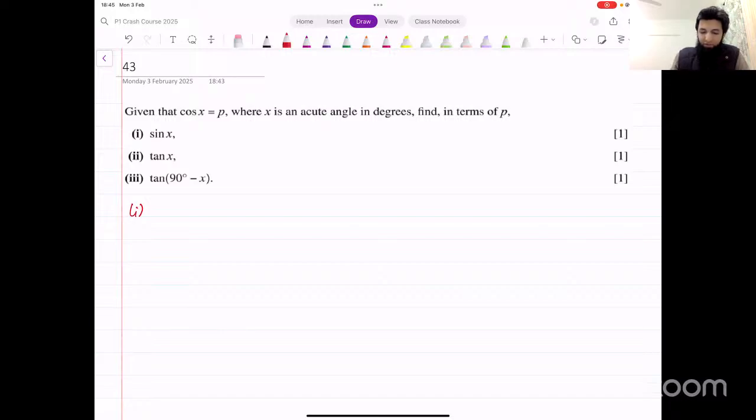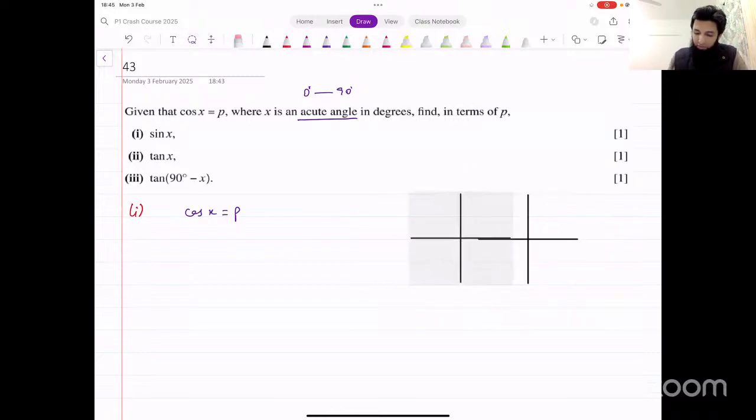So here's one way to think about this. They have given you that cos of x is equal to p, and x is an acute angle. If x is an acute angle, that means x is between 0 and 90. In which quadrant is that? It's 0 to 90, right? That's the first quadrant. So the angle x is therefore going to be in the first quadrant. If I were to draw it here, I could draw a triangle like this in the first quadrant.